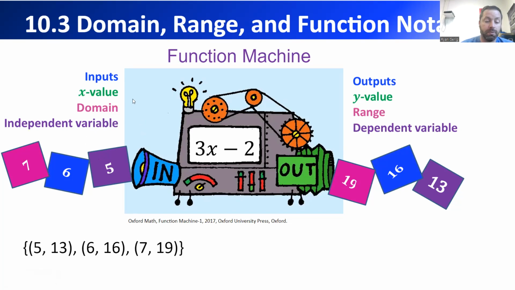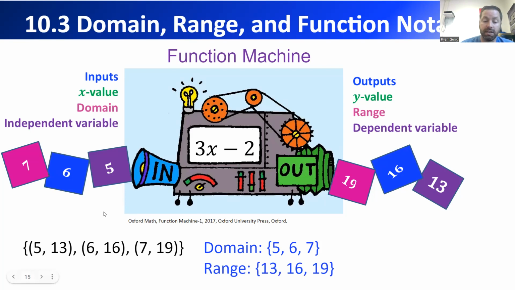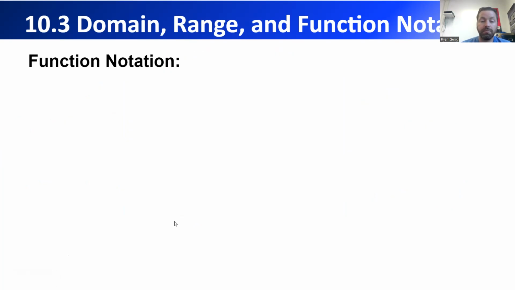Okay, so we could write this set of ordered pairs as a relation, like you see here, 5, 13. When you put 5 in, you get 13 out. 6, 16. When you put 6 in, you get 16 out. 7, 19. Or I could list them as the domain and range. The domain here would be 5, 6, 7. Those are all the numbers that we put in. Those are only X values. And the range, 13, 16, and 19. It's kind of like the mapping diagram that we did in the last lesson.